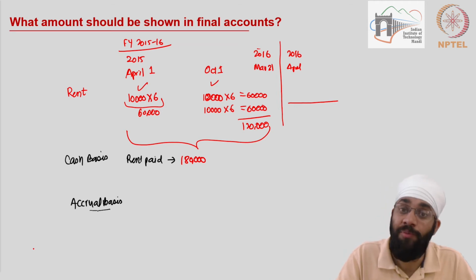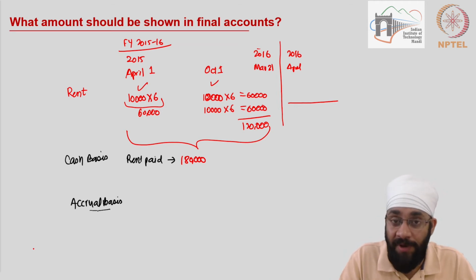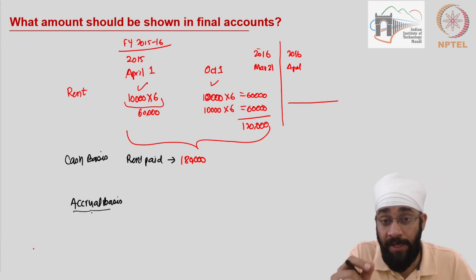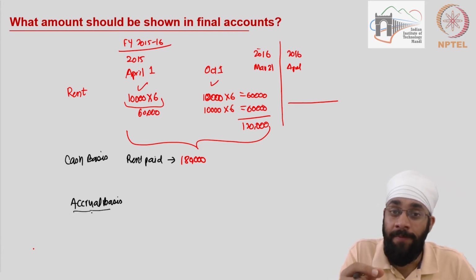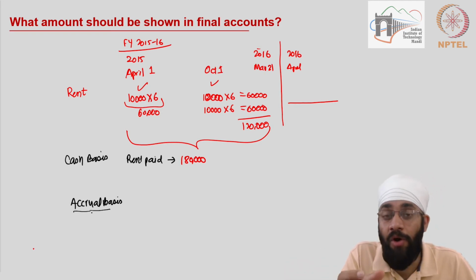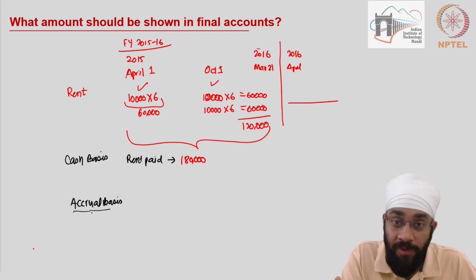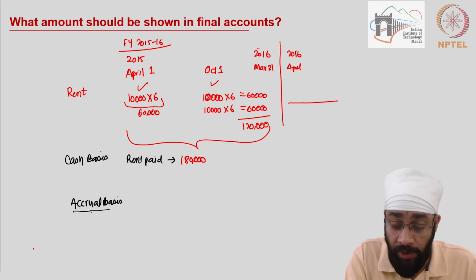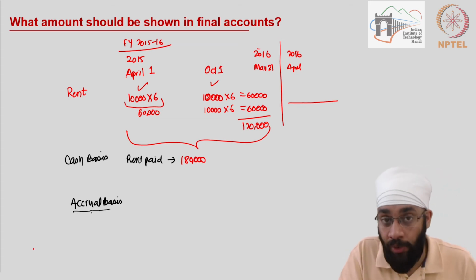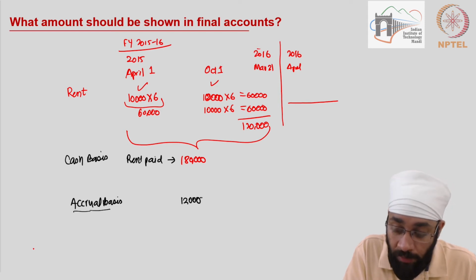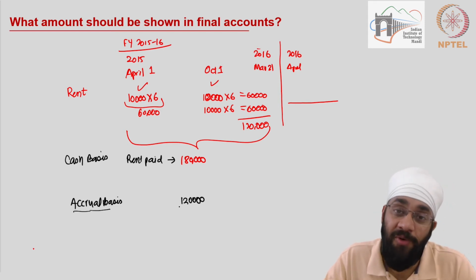Now in this case, you have paid not only for this year, but for the next year as well. The accrual basis still says please do not consider next year's expense as this year's expense, because the next year's expense has not become due. Again, accrual basis. So only show the amount which has become due in this year. So following the accrual basis, the amount to be shown is going to be 120,000 only.